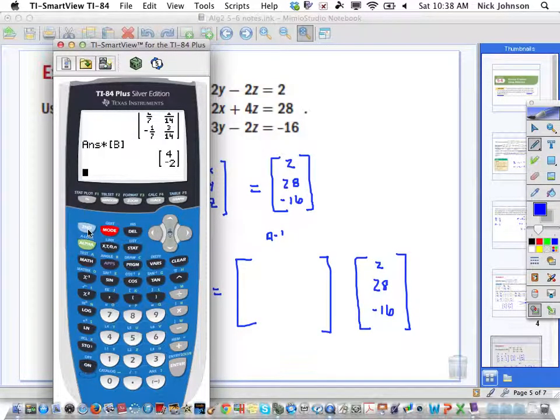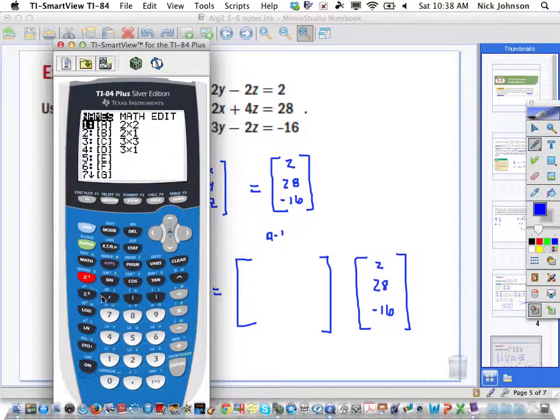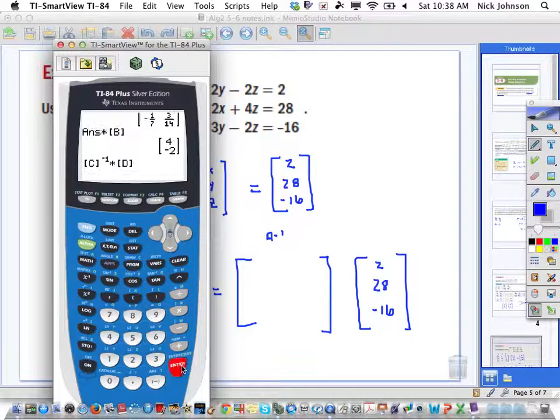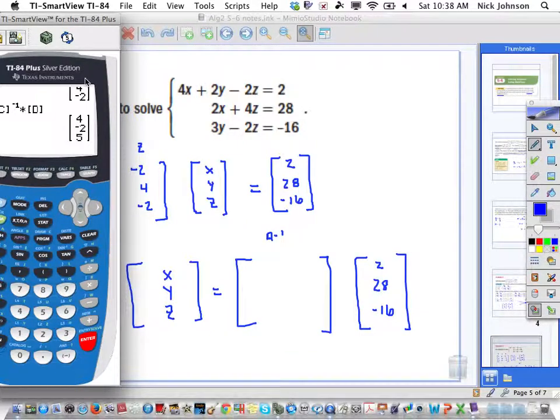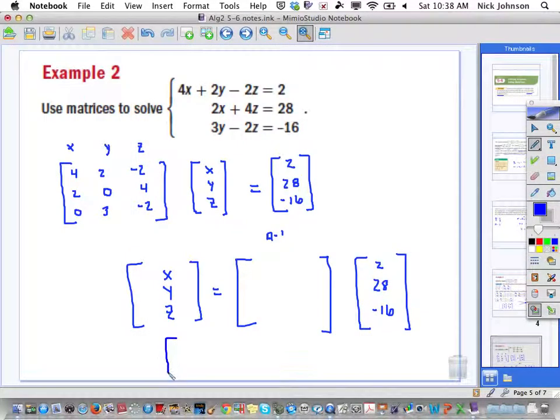So the process is going to be, since I put it in C and D, I got to take the inverse of C, so second function matrix, C inverse, times D. And that's going to give me my solution, which is that right there, 4, negative 2, 5. So that's going to be x, y, z, 4, negative 2, 5. And you see how these line up? X equals 4, y equals a negative 2, and z equals 5.